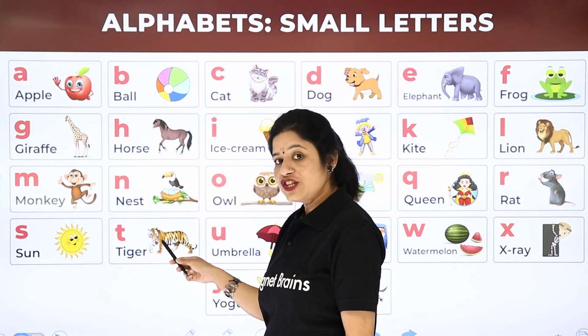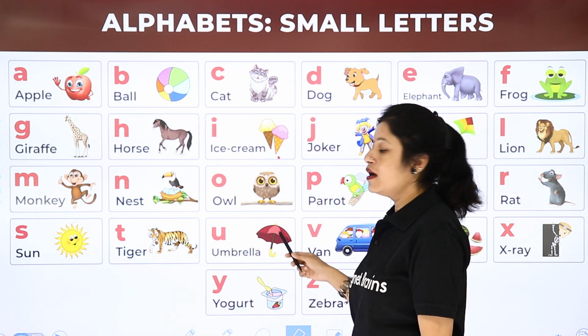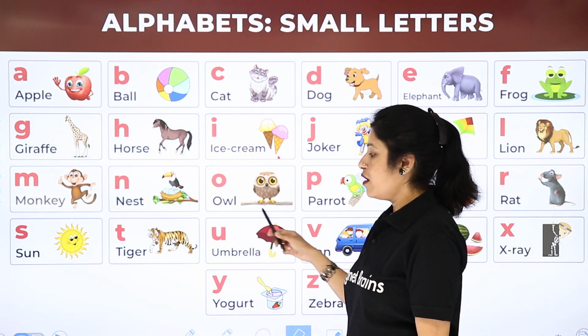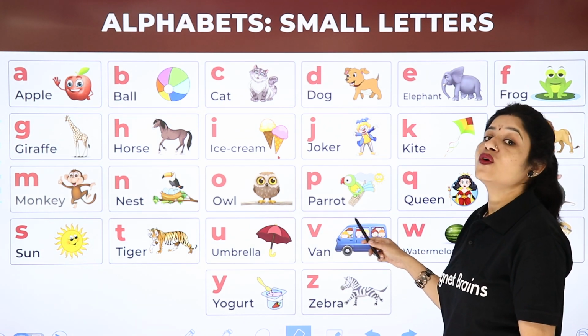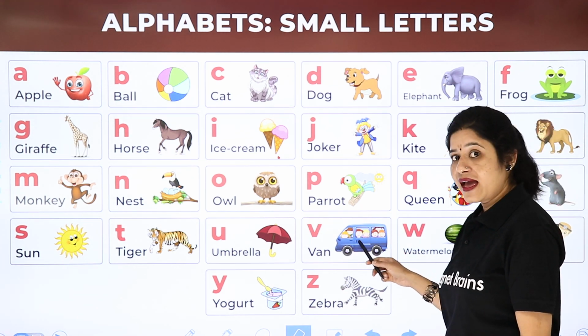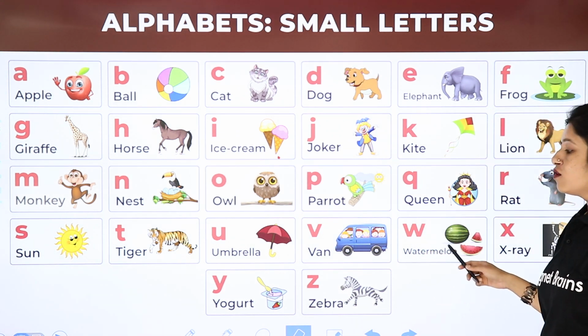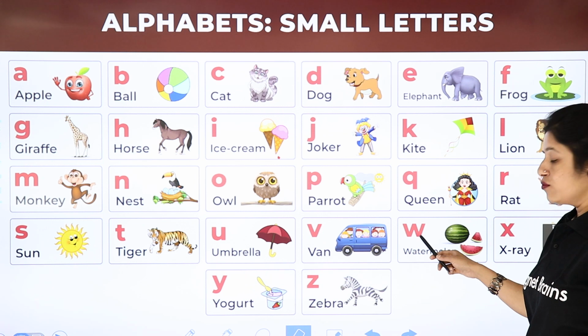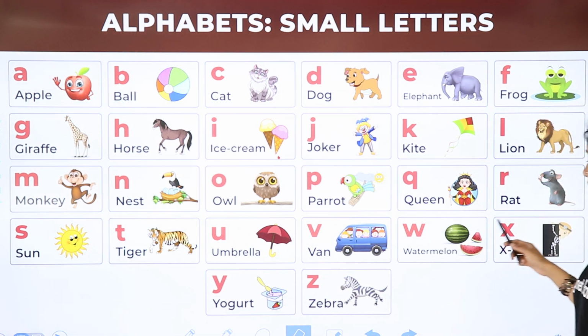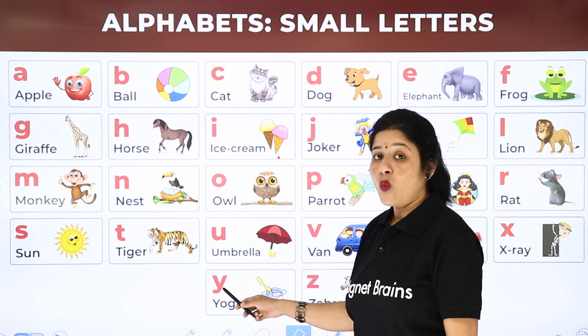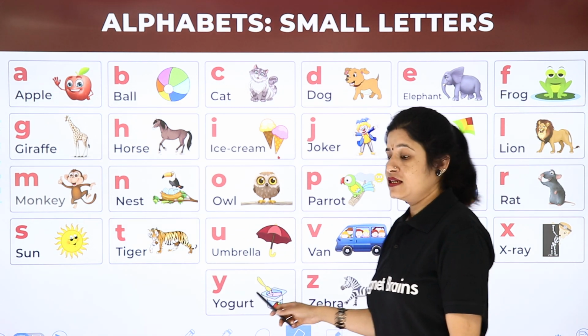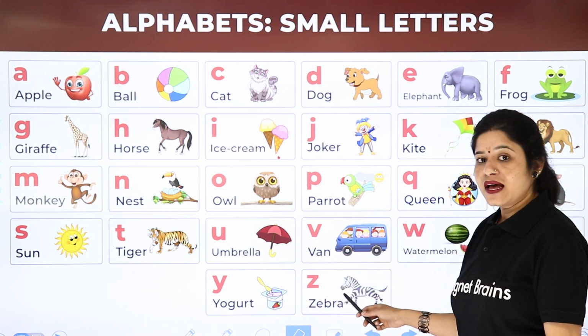U for umbrella. V for van. W for watermelon. X for X-ray. Y for yogurt. Z for zebra.